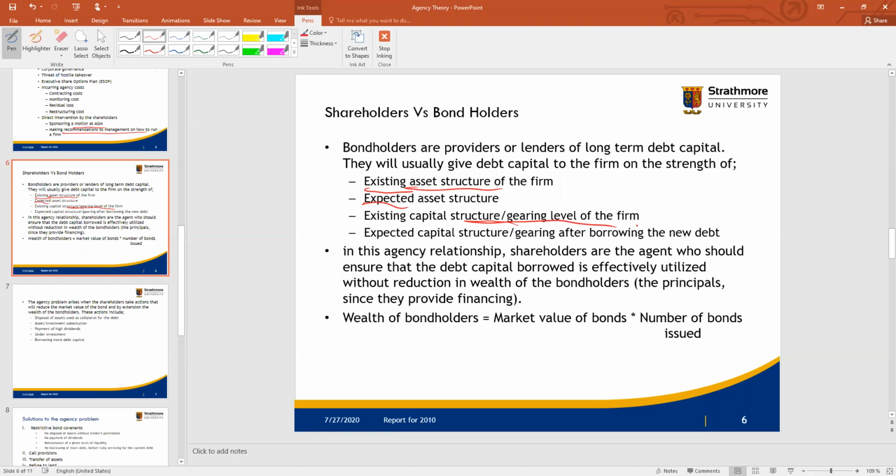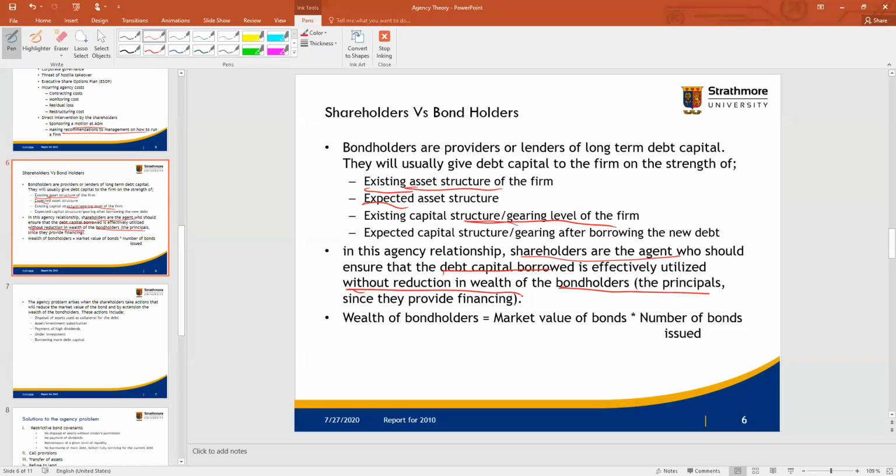Then, as I mentioned, in this case the shareholders are the agents and the bondholders, the debt providers, are the principal. The issue comes if the action the shareholders take reduces the wealth of the debt holder, your investment as a debt holder. That is the conflict that arises: once shareholders make a decision, it has a negative impact on your wealth.